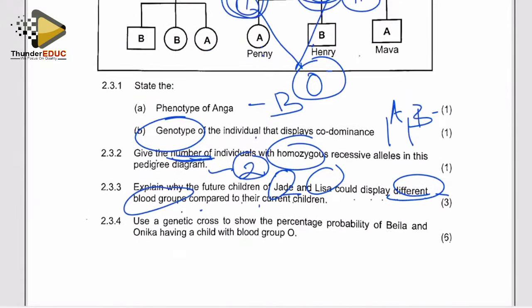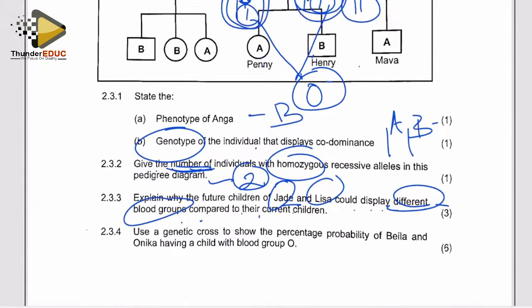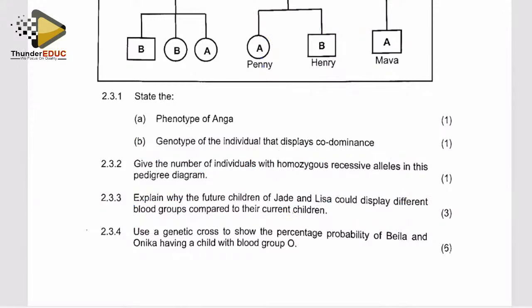So you see that to obtain any answer related to this, make sure that you look at the babies, what they have produced. Then you are able to obtain those blood groups. Yes. So we go to the next question.